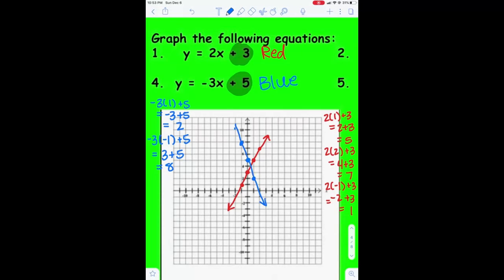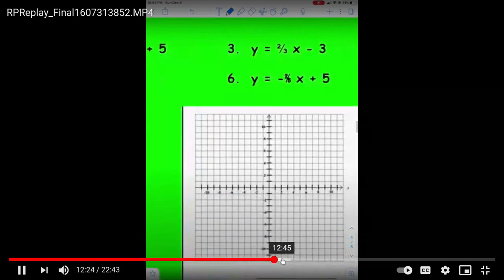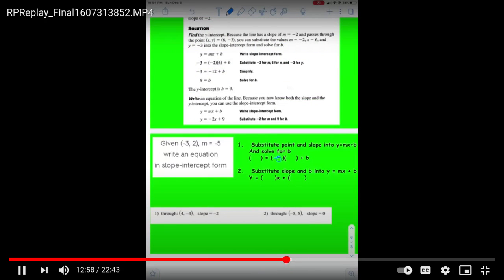And like I said, in a perfect world, you would have a ruler and it would be a much straighter line than that, but we're going to call that fine for right now. And we're not going to worry about those other graphs.